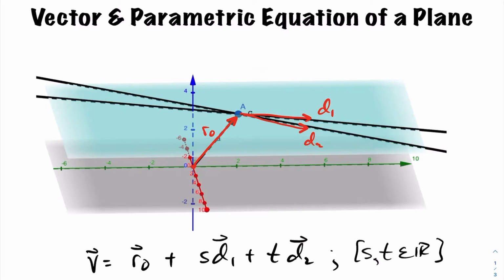From this, we can quickly get our parametric equation. Your parametric equation will be easy to find once we have our vector equation. To find it, we're going to let x equal the first coordinate of our vector R0 plus s times the first coordinate of our vector D1 plus t times the first coordinate of our vector D2. Continuing in this way for y and z, we will have our parametric equation. Let's take a look at an example finding vector and parametric equations of a plane.